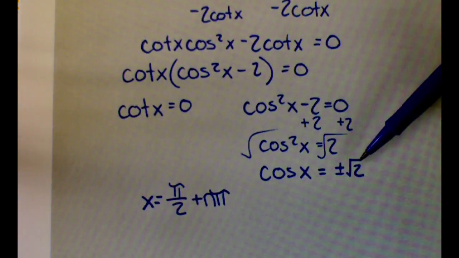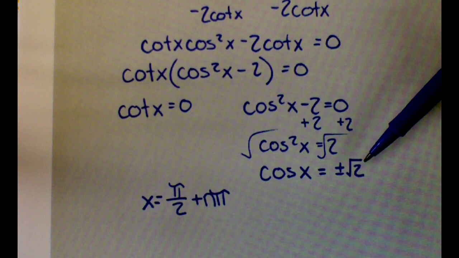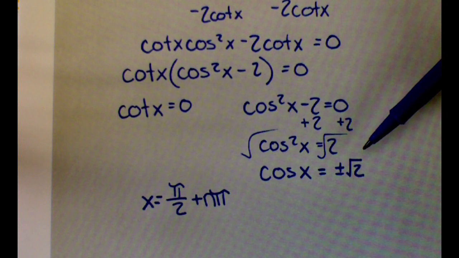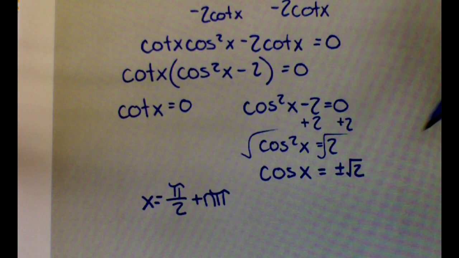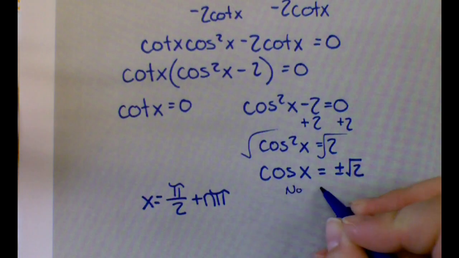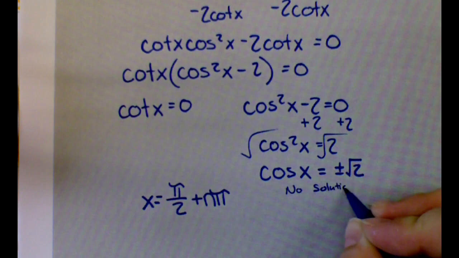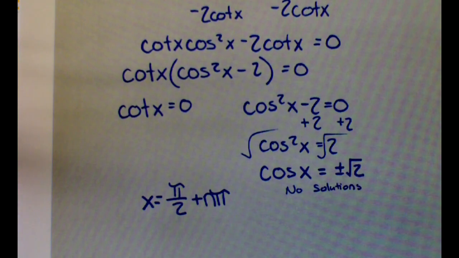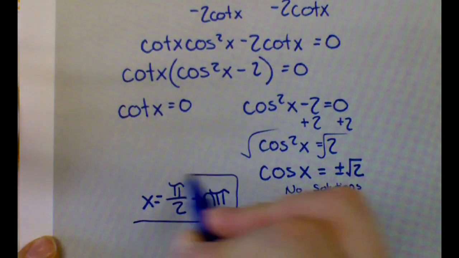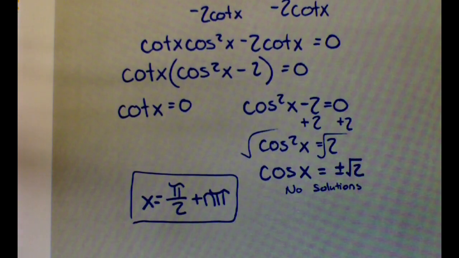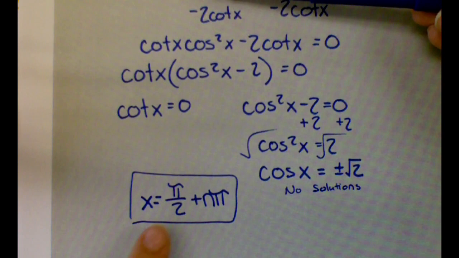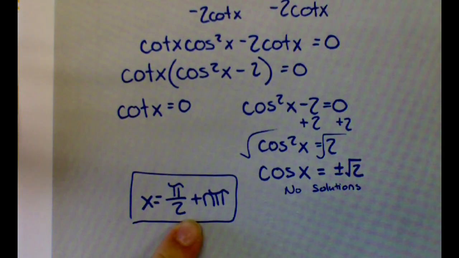Now I look for where the cosine of x equals positive or negative square root of 2. Well, you may not realize this, but the square root of 2 is more than 1, which means that doesn't give me any solutions, because cosine can never give me an answer more than 1. So my answers are pi over 2 plus n pi. I double check that nothing would make me divide by 0. Cotangent is defined at both of those. Cosine is defined at that. We're good.